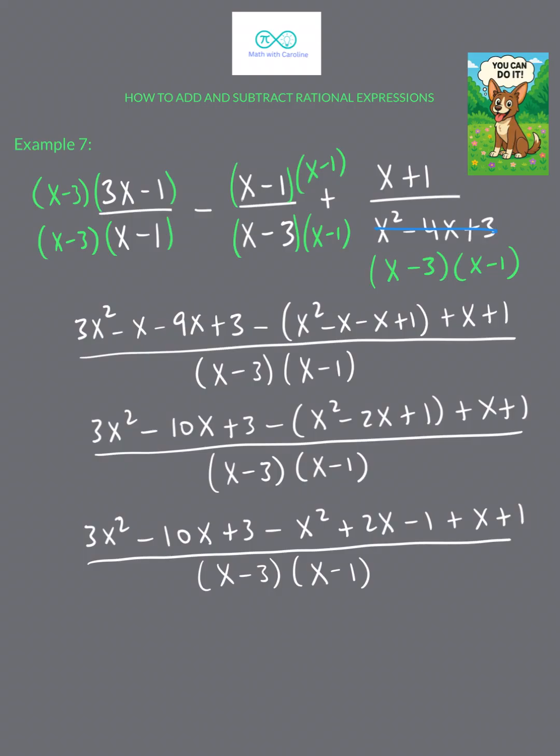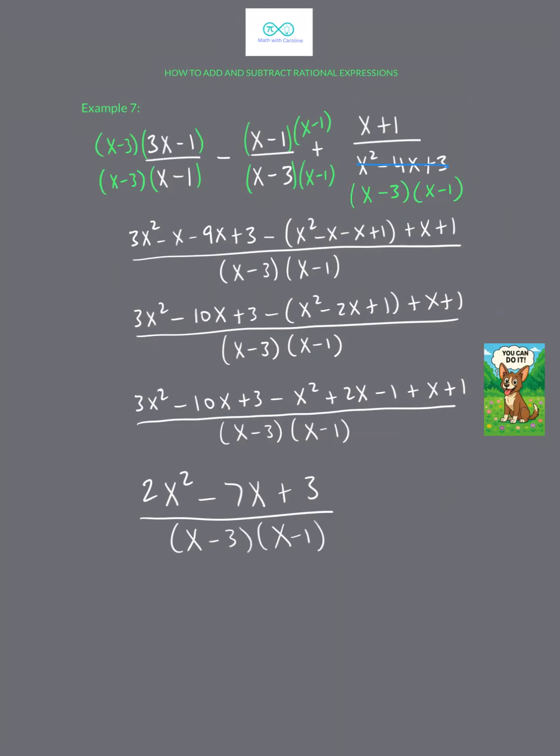Now we can combine our like terms. So we have 3x squared minus x squared. We have minus 10x plus 2x plus x, we have plus 3, minus 1, plus 1. And so let's go ahead and combine all those like terms. So 3x squared minus 1x squared is 2x squared, minus 10x plus 2x is negative 8x, plus x is negative 7x, 3 minus 1 plus 1 will just be 3. So now we've combined all like terms in our numerator.